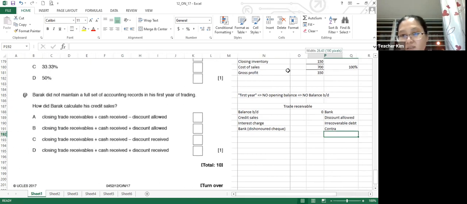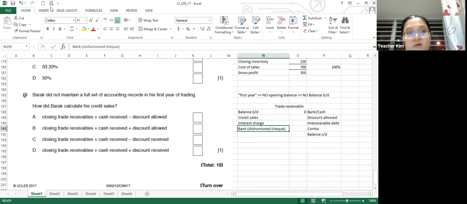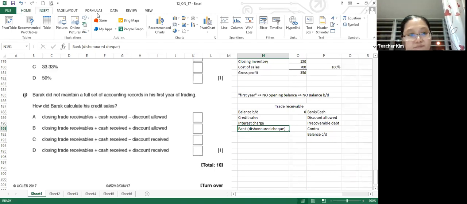So based on the information that we have, here we work backward to find it. On the credit side, the balance carried down is in here, because it's an asset. So the closing trade receivable is on this side, the credit side. What else is on the credit side? Cash received, which is this bank, so here it can be bank or cash. Next, discount allowed, also credit side. So here plus plus plus. After that, minus the debit. The debit is these two, so we have to minus them, but we don't have them in the question. So your answer will be B, because there is nothing else.